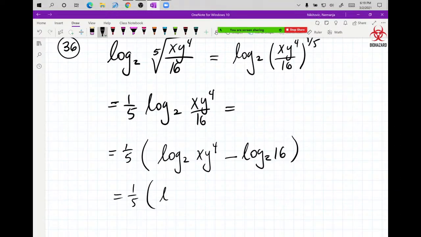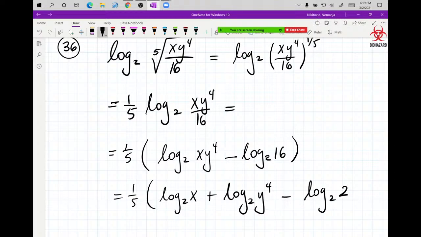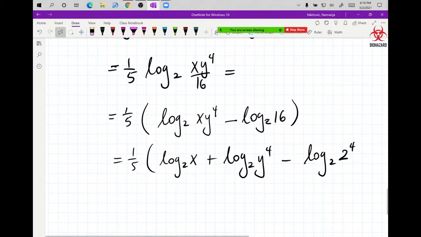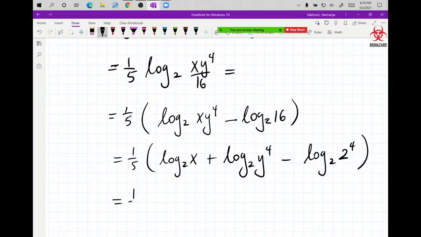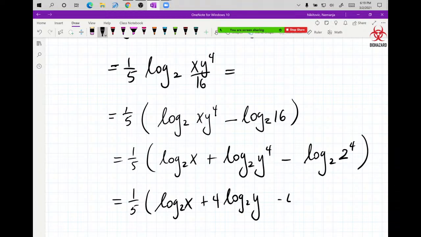Now we have log base 2 of x plus log base 2 of y to the 4th minus log base 2 of 2 to the 4. So 16 can be written as 2 to the 4. And this is where you kick all of your exponents in front. Well, log 2 of x has nothing, plus 4 log 2 of y, and minus 4. Right? We know that log 2 of 2 will give us 1, so we don't have to write that one. That's it.